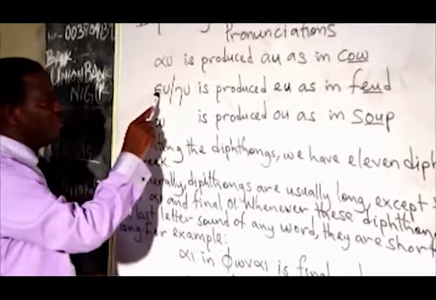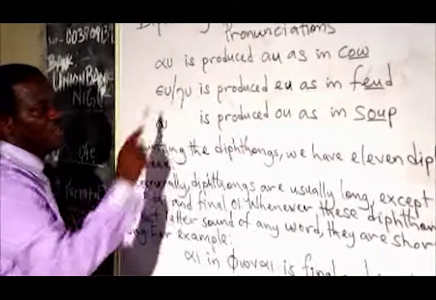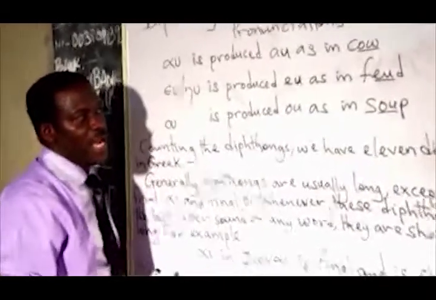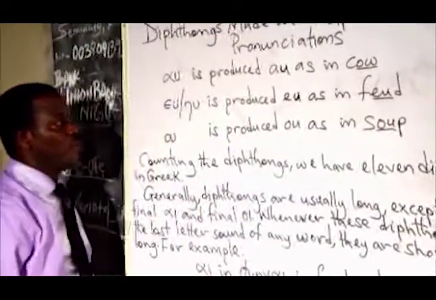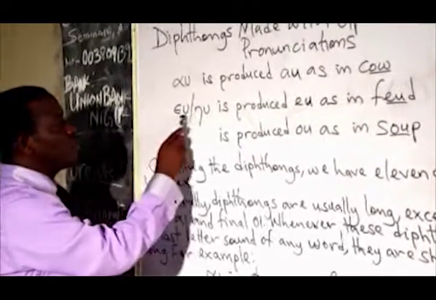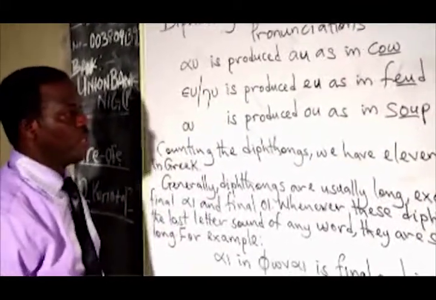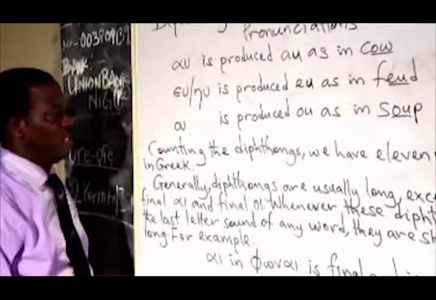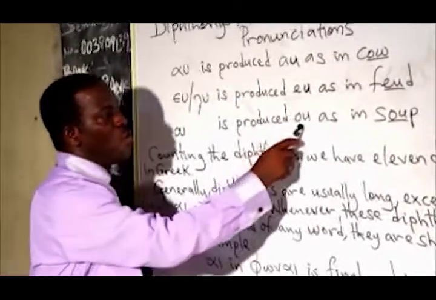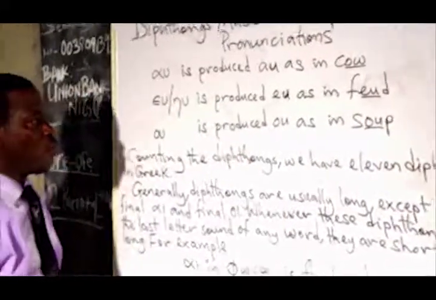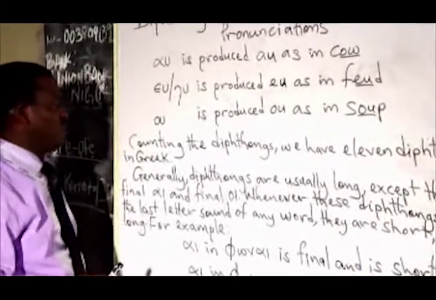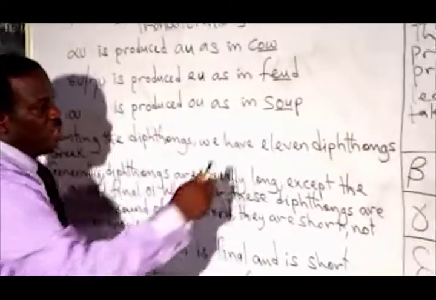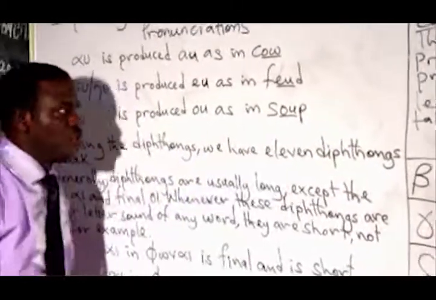Epsilon is the short E vowel, while eta is the long E vowel. And they are both produced as "ew," as in field. So the sound of these two diphthongs is "ew." The last one is omicron upsilon, and it is produced "oo," as in soothe. Omicron upsilon is produced as "oo," as we produce the OU in SU.